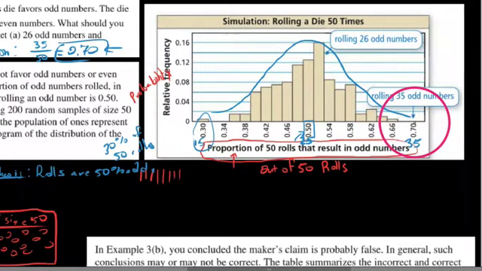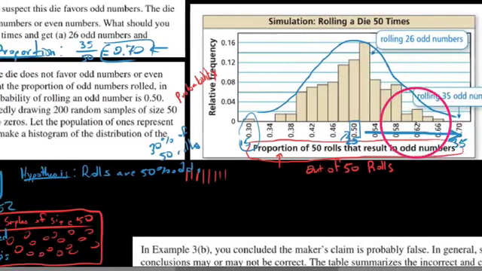You could see that there isn't even a bar here, which means you did this experiment 200 times, and out of all 200, no times did you ever get 35 odd numbers. Since we're expecting to get around 25, you can see that the further we are from this average or expected value, the really high set of bars, the less likely it is to occur.